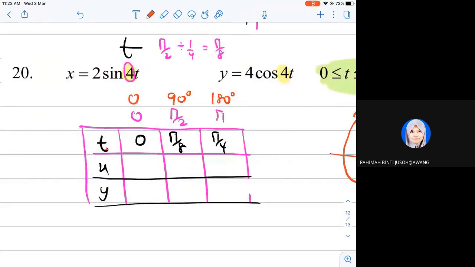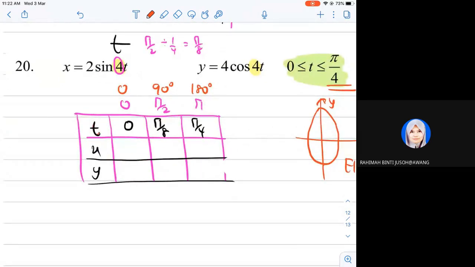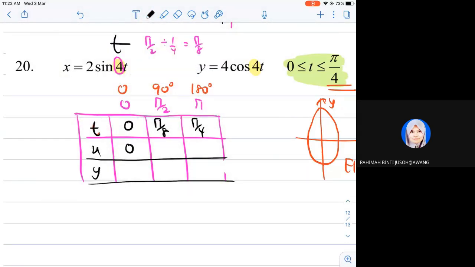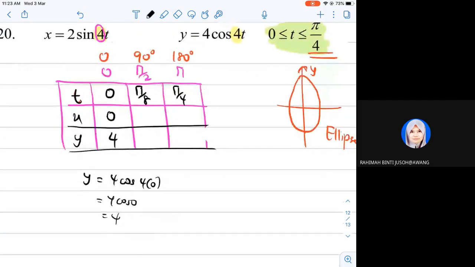Okay. So bila you substitute the values, 2 sin 4 darab kosong, so sin 0 is 0. So 0 lah. Okay, next y. Y equals to 4 cos 4t. Y equals to 4 cos 4 times 0. So 4 cos 0 equals to 4 lah of course. So 4. Alright.